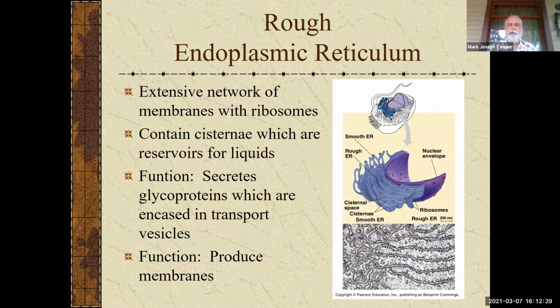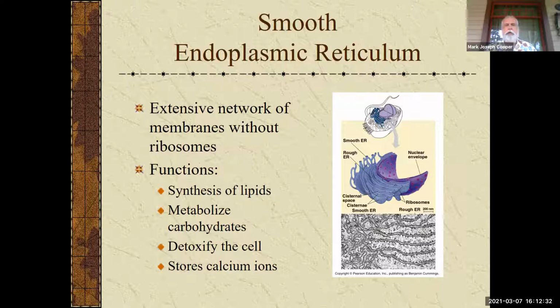The smooth ER, on the other hand, is a little bit different in that it lacks the ribosomes. That's why under the microscope they look smooth. So they're not making membranes, and the reason is they can't make membranes because part of the membranes have proteins in them, and they can't make proteins. What they do is synthesize lipids. They metabolize carbohydrates, so they can break those down. They will also detoxify the cell, so this is where they break down any toxins, and they also store calcium ions.